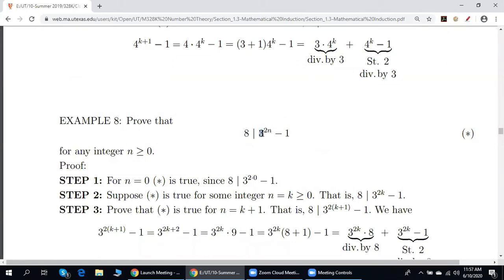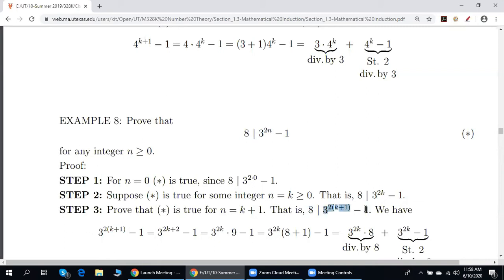We want to prove that 3 to the power 2n minus 1 is divisible by 8 for any integer n greater or equal to 0. Step 1. Show that this is true for n is equal to 0. If n is equal to 0, 1 minus 1 is 0. 8 does divide 0. Step 2. Suppose this is true for some n is equal to k, where k is greater or equal to 0. That is this. Step 3. We want to prove that 8 divides this if n is equal to k plus 1. We want to prove this.